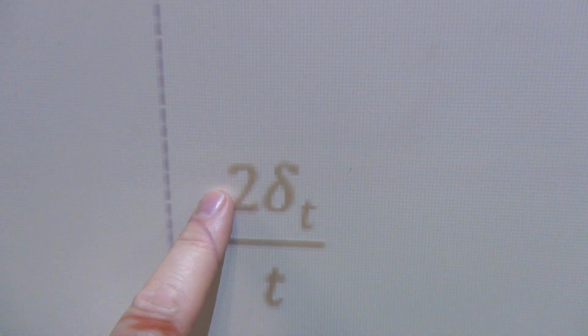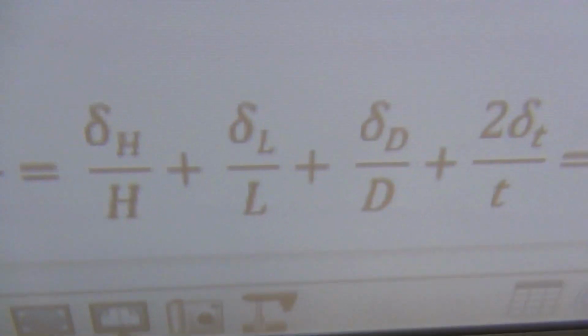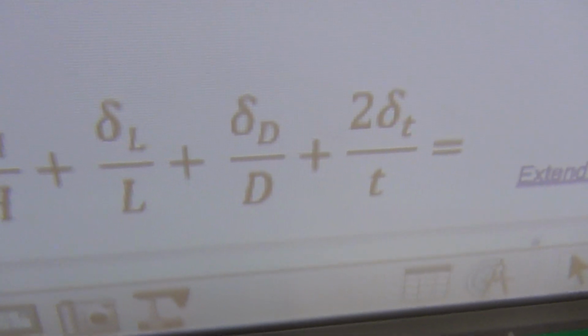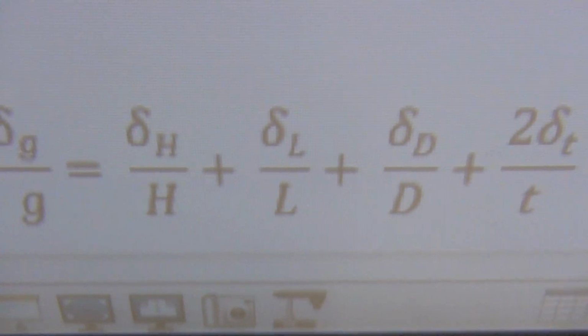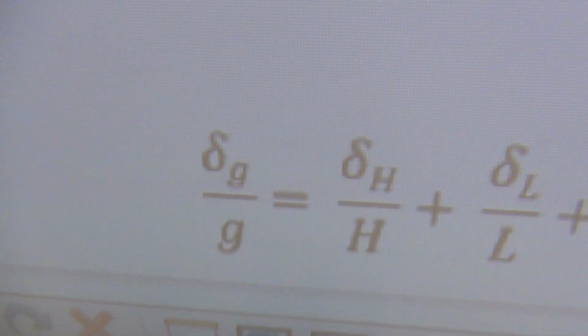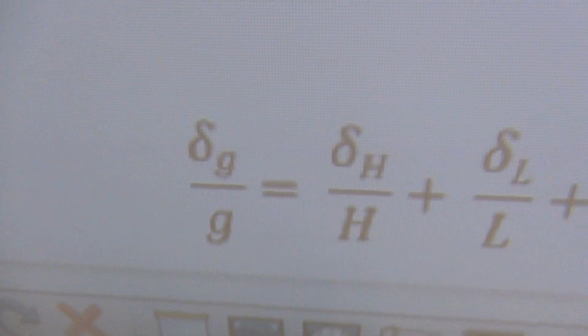And then you want to find your uncertainty in time using the statistical standard deviation, and then multiply that by 2. Why? Because in our final analysis, we have d versus t squared. And since we're squaring the time, the rules of error propagation say that we have to double our uncertainty. Once you have all those, you can simply add them up. Because they're relative uncertainties, we can add them. And that will be your relative uncertainty in your value for g, the acceleration due to gravity.